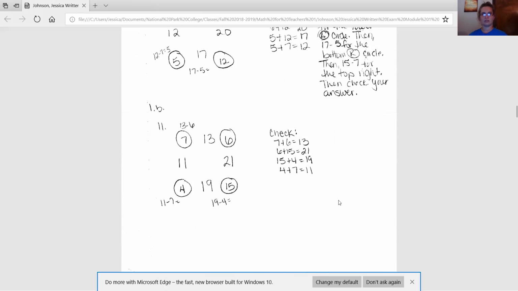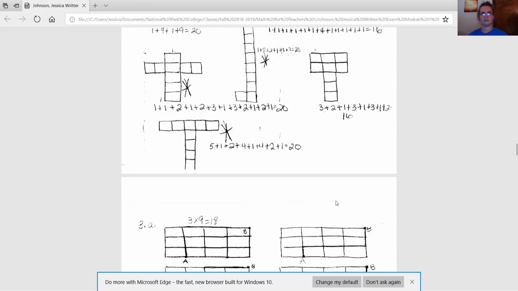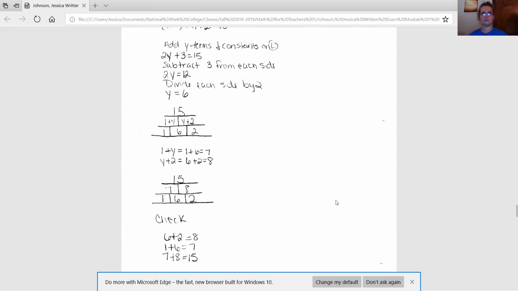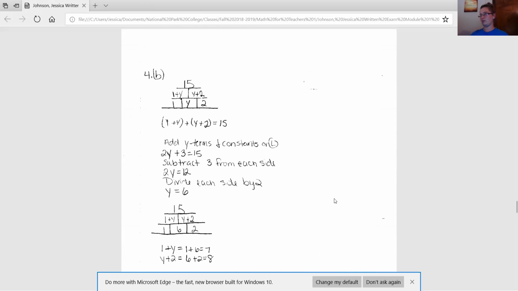And then our next question talks about the addition pyramid, which I think these are way cool because you're using a variable to solve your problems. And the neat thing about these pyramids is everything immediately above the number is the sum.